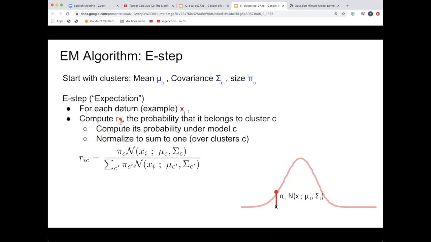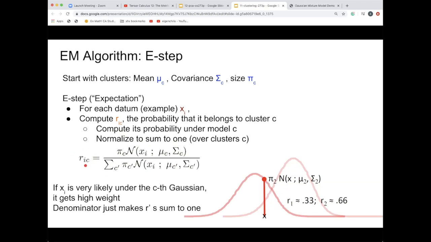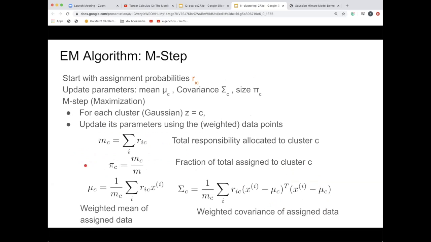How do we calculate r_ic? It is related to the proportion of the normal distribution associated with the c-th center, and how good the fit is to this particular Gaussian distribution. So it is proportional to that, and then we normalize by a constant to derive a probability distribution among the k different centers. That is the first step, the so-called expectation step. The next step is the maximization step. That step essentially updates the parameters associated with each Gaussian distribution.